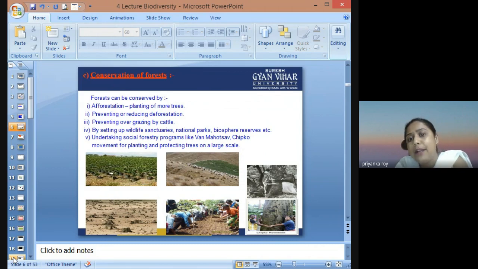So what happened here is that there was a sudden increase in the population of grazing animals like deer and prairie dogs. They are actually rodents, prairie dogs. They suddenly started rising in population. In turn, because they were overgrazing on those pastures, the vegetation cover slowly declined.